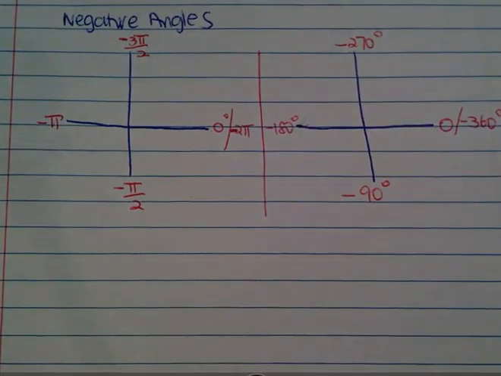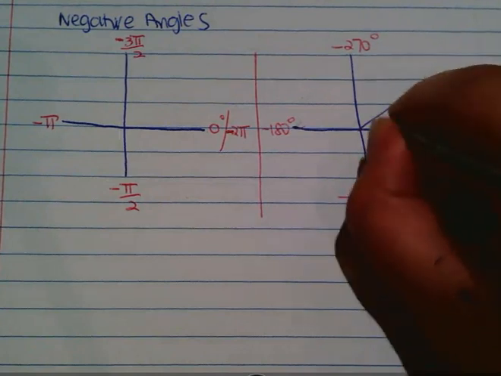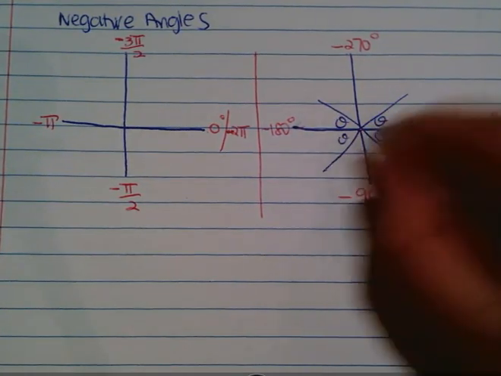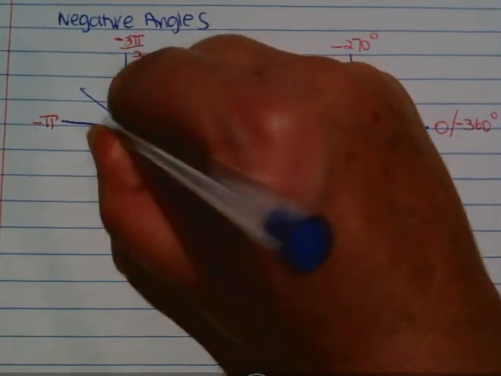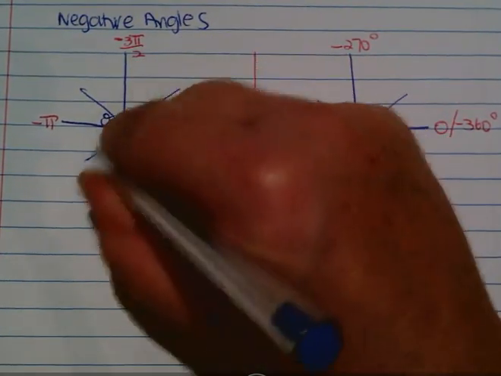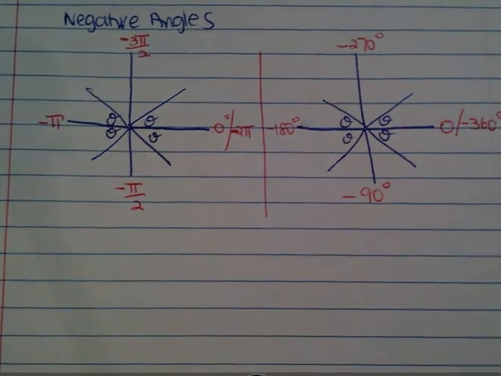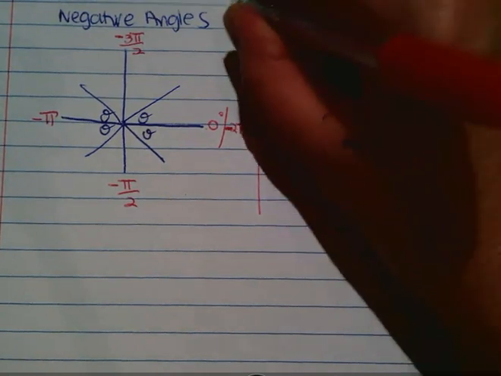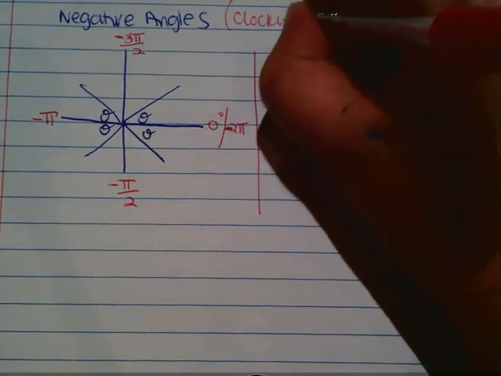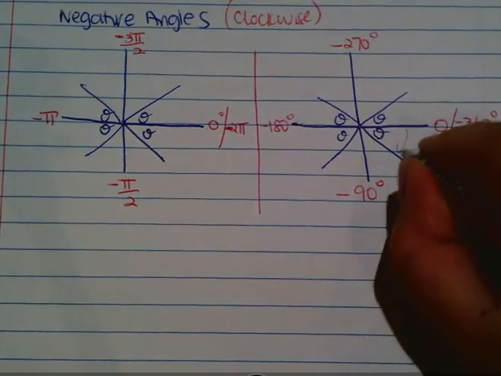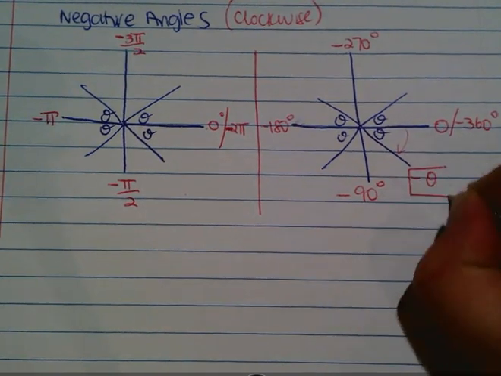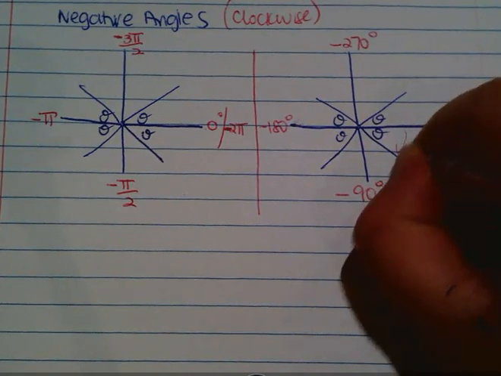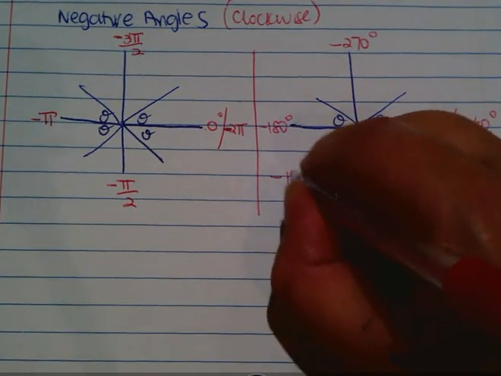So, again, with our little related acute angles, okay, we would have, remember, we don't start with quadrant 1 for negative angles. We must travel in a clockwise direction. So this is negative theta. Yeah, negative theta. This, remember, is negative 180 plus theta.